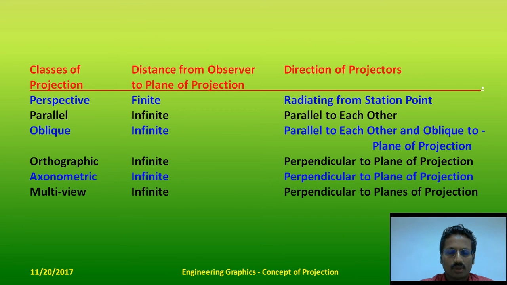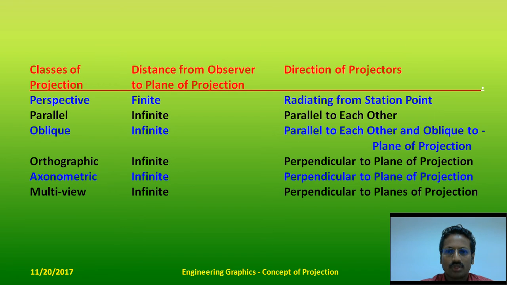This is a table that explains whatever we have seen earlier. The class of projection could be a perspective, parallel, in special case of parallel, an oblique, an orthographic, or an axonometric projection, or a multi-view projection. Only in case of perspective projection, the observer is going to be at finite distance, and in all other cases, the observer is going to stand at infinite distance.